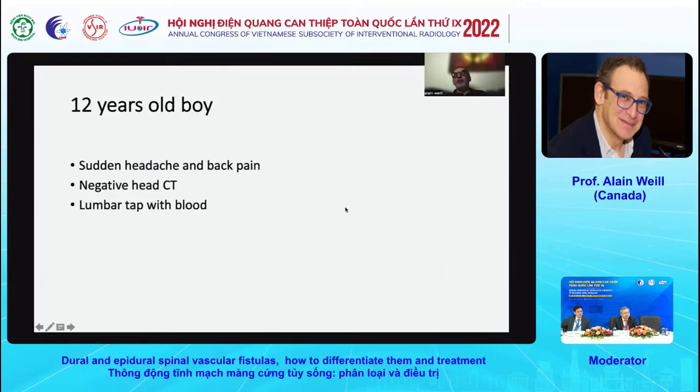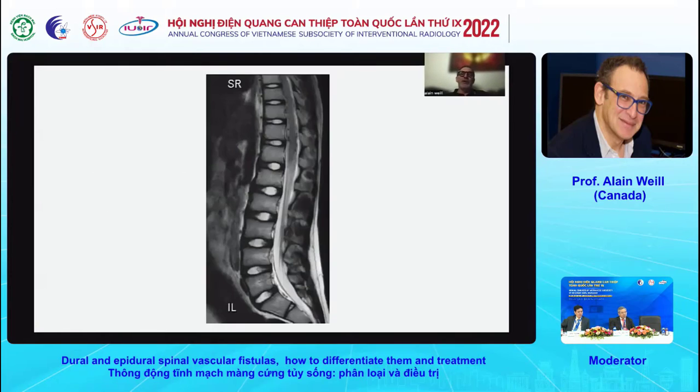So finally, because I was speaking about classification of spinal vascular malformation, here is another case where I can show you that the picture, at least on the MRI, is really not specific about the location of the spinal malformation. Sometimes it could be misleading. This is a 12-year-old boy who had a sudden headache and mainly lower back pain, and had a negative head CT. We did a lumbar tap, and we had a lot of blood.